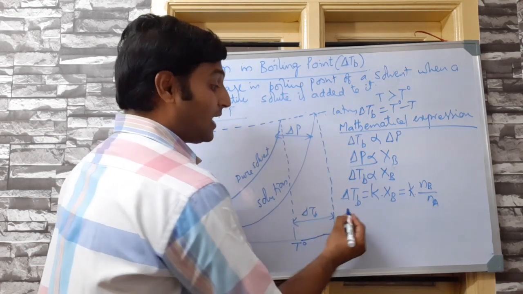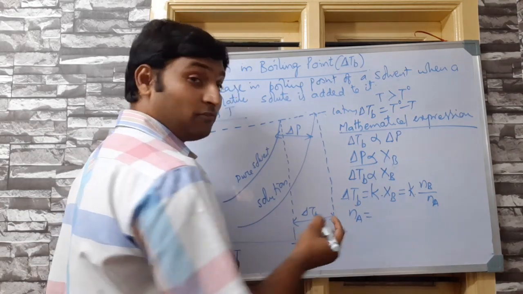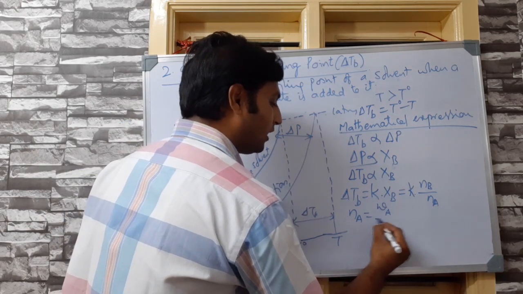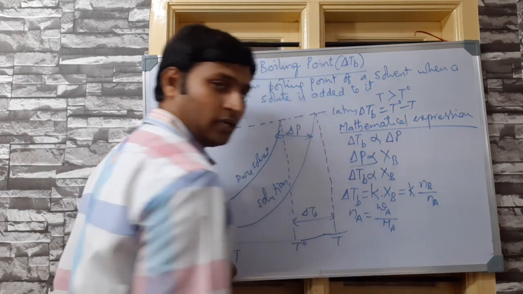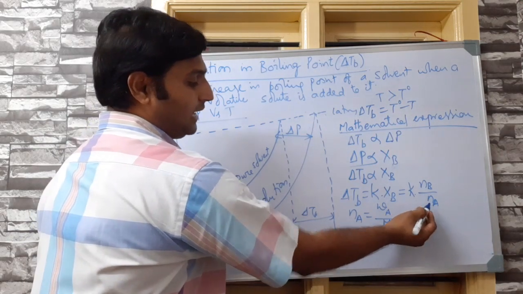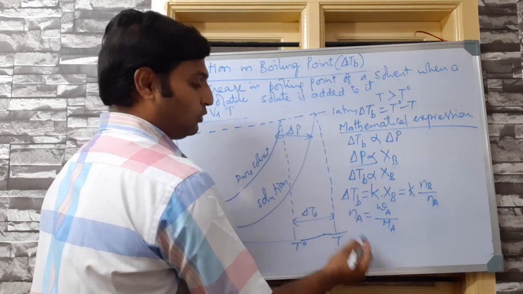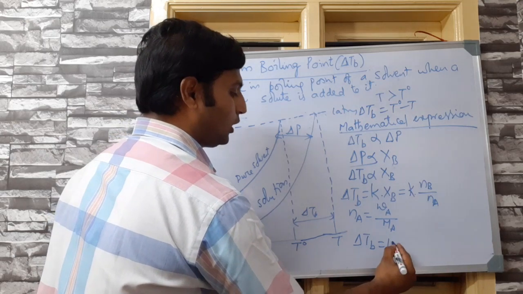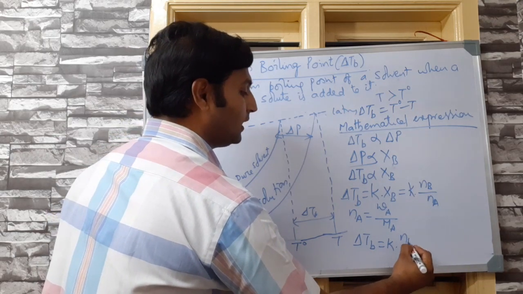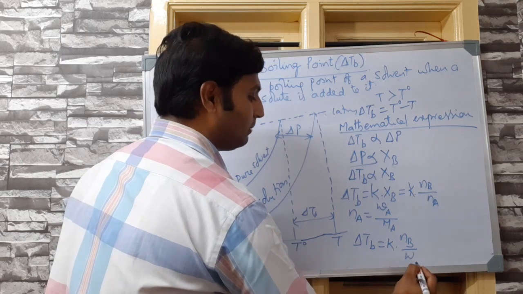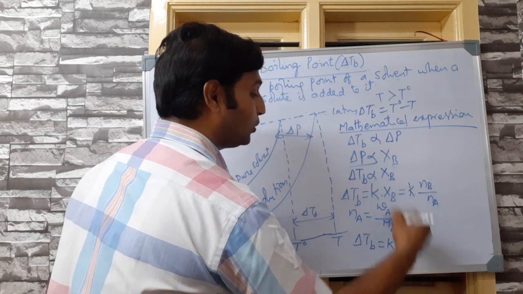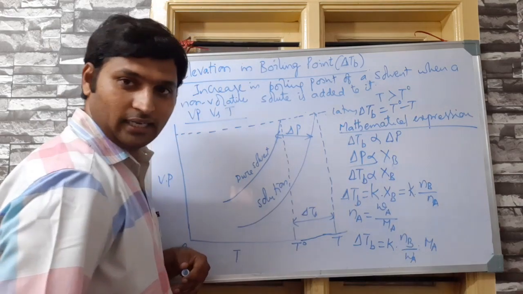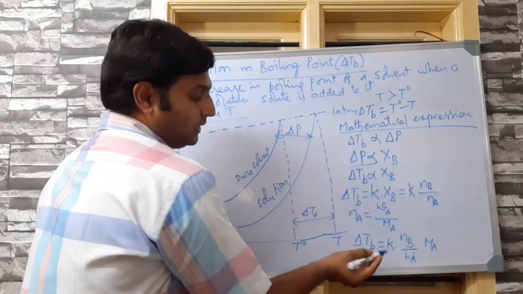Right? Now what is Na? Number of moles of solvent. Number of moles of solvent is nothing but weight of solvent divided by molar mass of solvent, right? So in the place of Na, let me substitute weight of solvent by molar mass of solvent. Then it becomes delta Tb is equal to K into Nb divided by weight of solvent, into molar mass of solvent goes up. Right? Now you see.